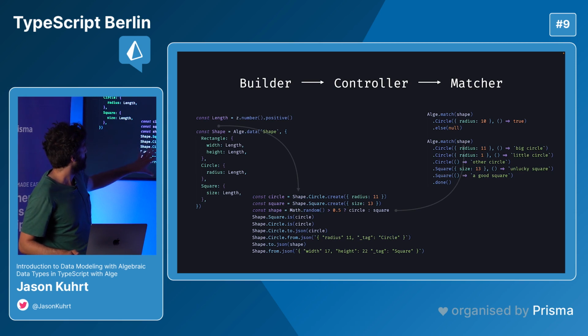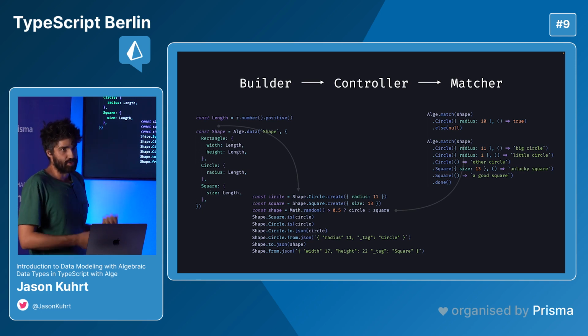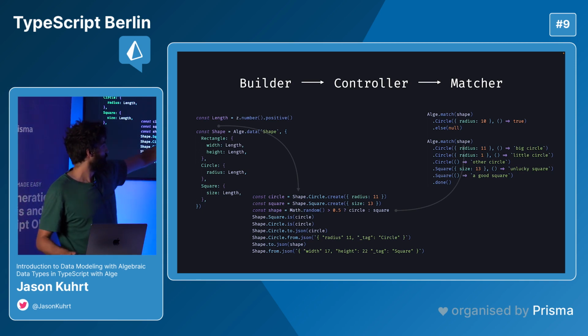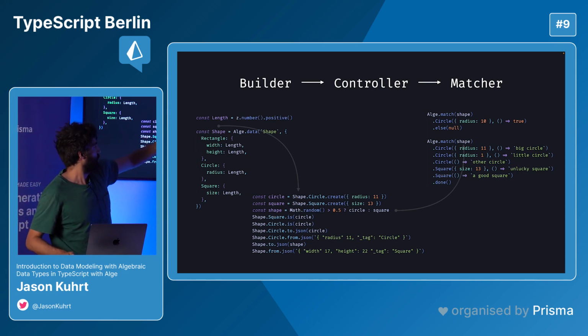The controller part is a result of the builder. And it's sort of what you use at runtime to construct your data types, do identity checks, to serialize to and from. And then your matcher is sort of, it doesn't come from any of this stuff. Rather, it kind of composes.